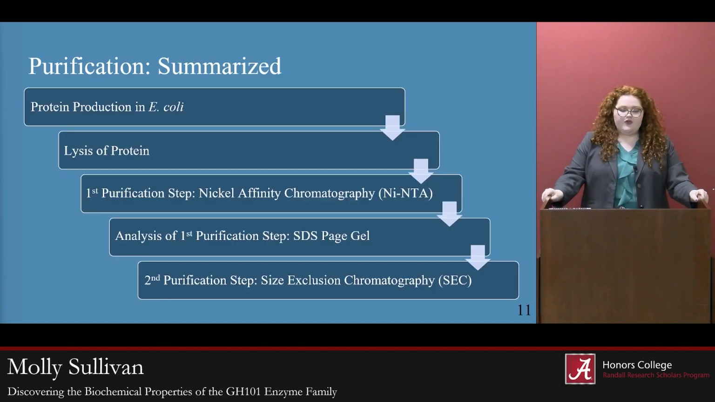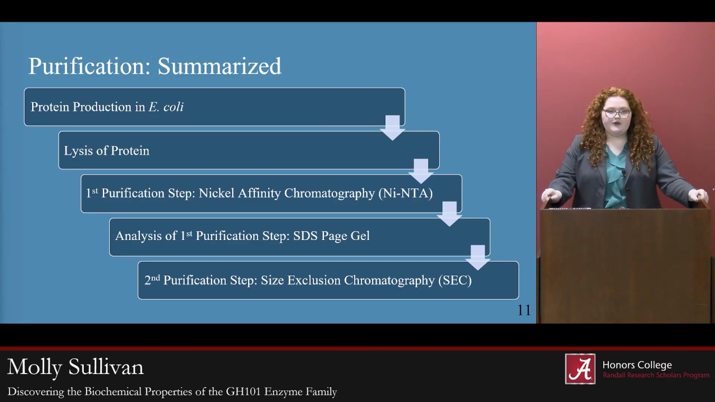Okay, so to overview the purification process, we start by protein production in E. coli, move on to lysing the cells, and then we can do our preliminary filtration step, which is the nickel affinity chromatography. Then we can move into analysis of that step using our SDS-PAGE gel to look at the protein of interest and whether we found the correct weight. And then finally, our second purification step, or our size exclusion chromatography.